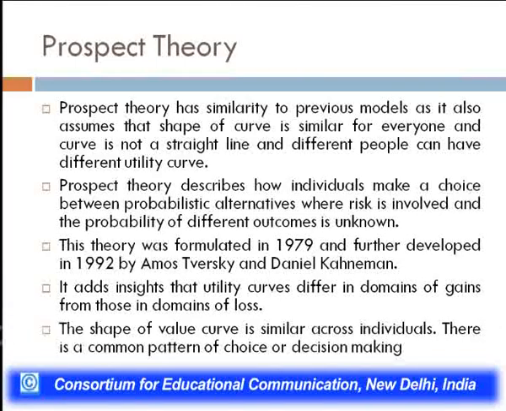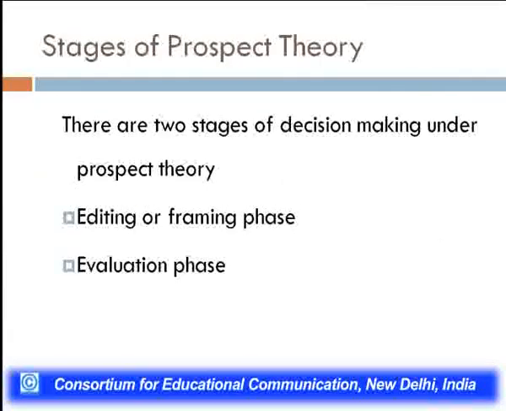This theory adds the insight that utility curves differ in the domain of gains from those in the domain of losses. The shape of the value curve is similar across individuals. There is a common pattern of choice or decision making which we can see in prospect theory. Prospect theory is divided into two stages: the editing phase, also known as the framing phase, and the evaluation phase.